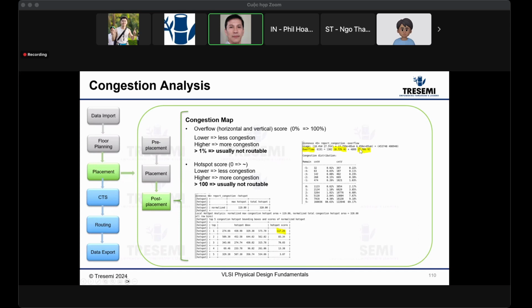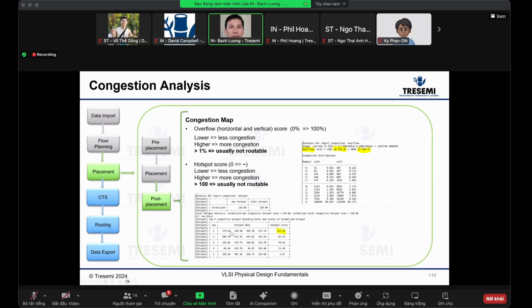Okay. And here, when you do hotspot, it tells you this is the B box, meaning this is an area, and this X1, Y1, X2, Y2 is the square. This is a hotspot score of 117. So you zoom in on that area, you should see the congestion. This is the high.